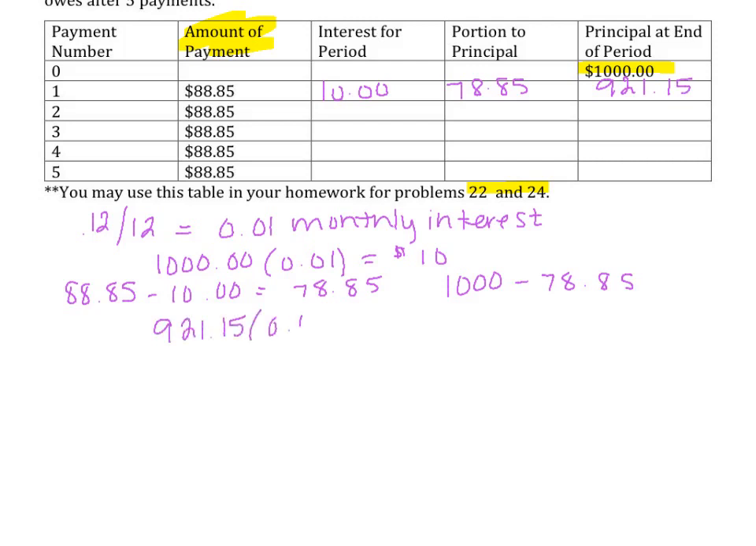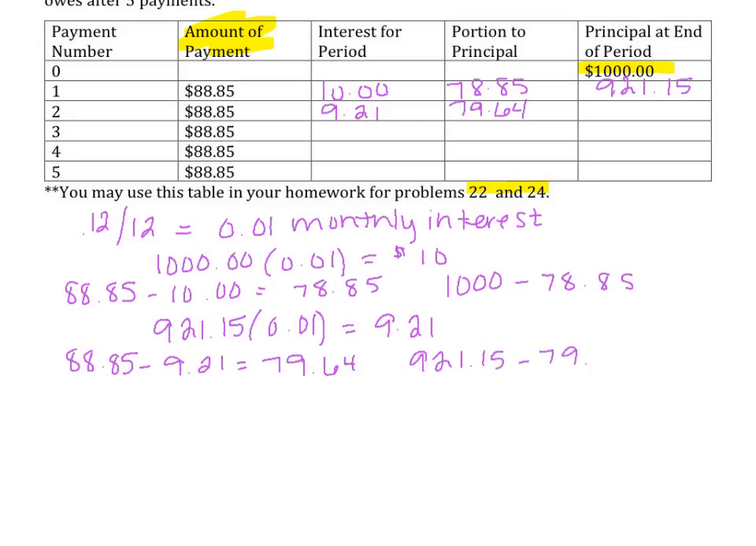Let's keep going. So I have $921.15. Multiply that by my monthly interest. This time I'm only paying $9.21 in interest this period. Well, if now my payment is still $88.85 and I paid $9.21 in interest, my part that goes to principal is $79.64, so slightly more than last month. So now to get the principal at the end of this payment, we'll take $921.15 and subtract $79.64, and we will get $841.51.